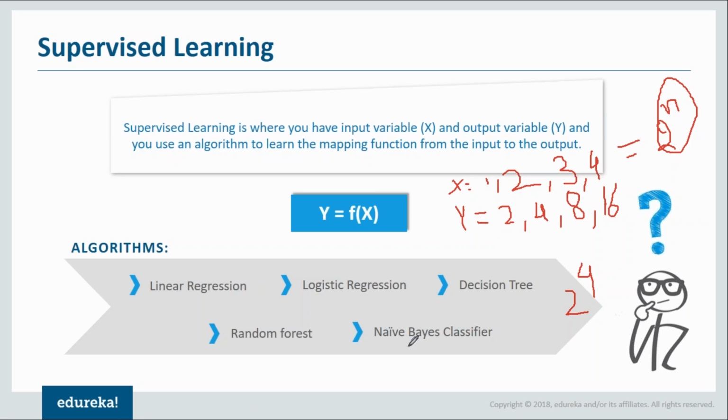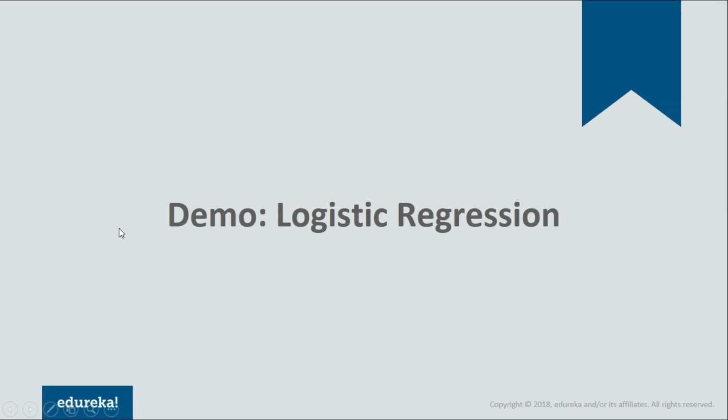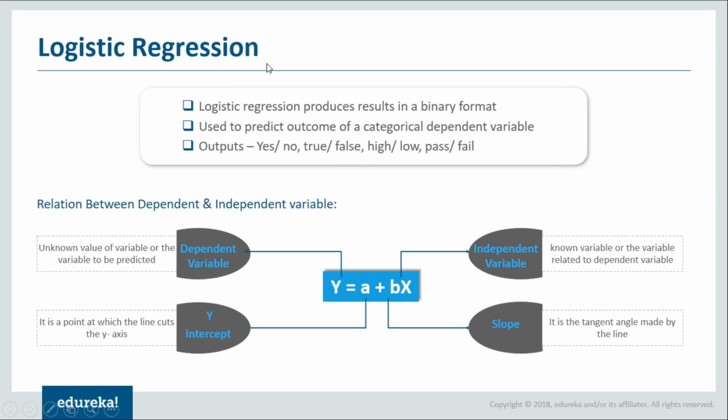Now let me implement, let's say, a logistic regression, and see how you can apply machine learning to it. So now let's understand what exactly logistic regression is. Logistic regression basically produces the results in a binary format.